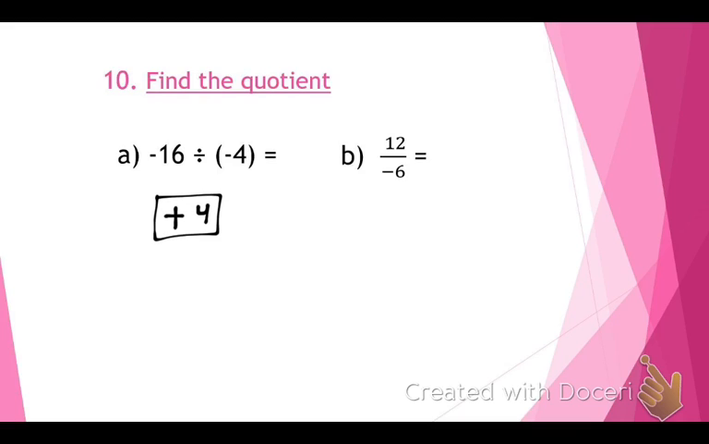Next up, who wants to do problem B? Help me, Katie. Should my answer be positive or negative? Negative. Why is it negative? Because you only have an odd number of negatives. There's only one negative there, so I'm going to keep the answer negative, and the answer is? Negative 2. Negative 2 is correct.